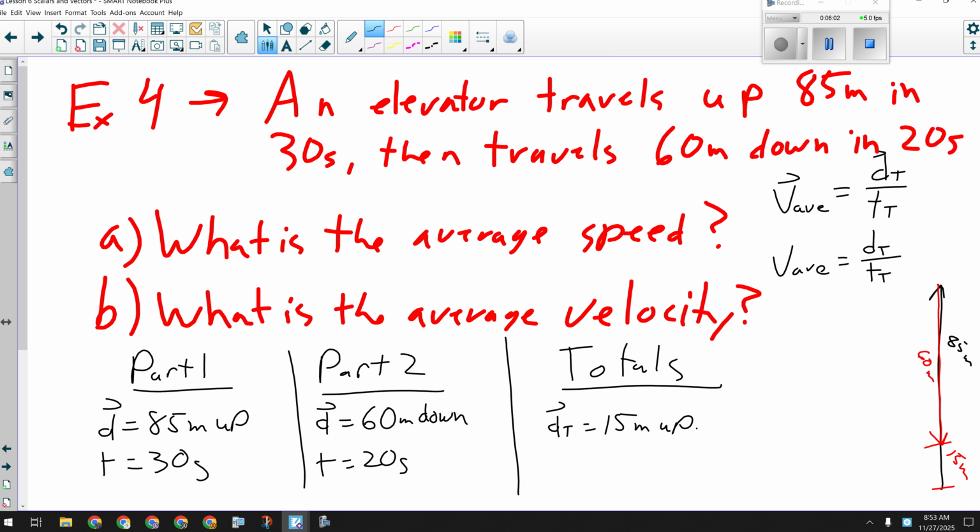I went 85 meters, and then I went 60 meters. How far did I go? 145 meters, right? Distance doesn't care whether I went up or down, just how far I went. So my total distance is just those two numbers added together, and it always will be. Okay, so 145 meters. That's it.